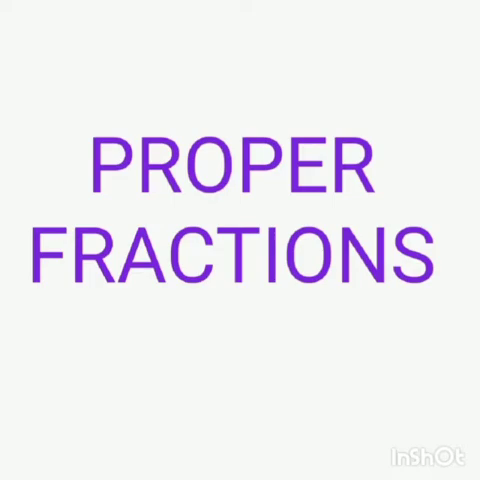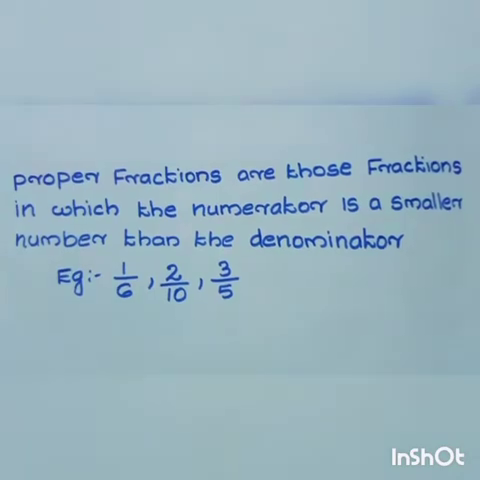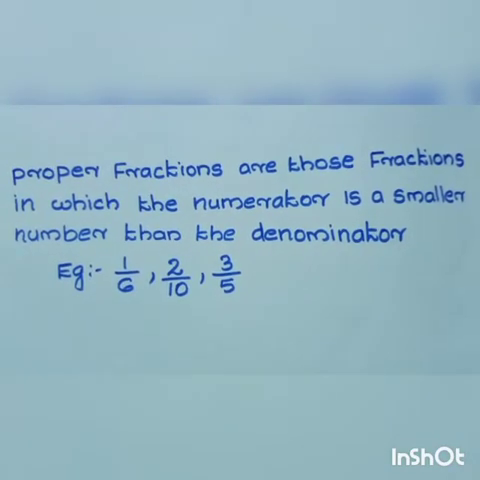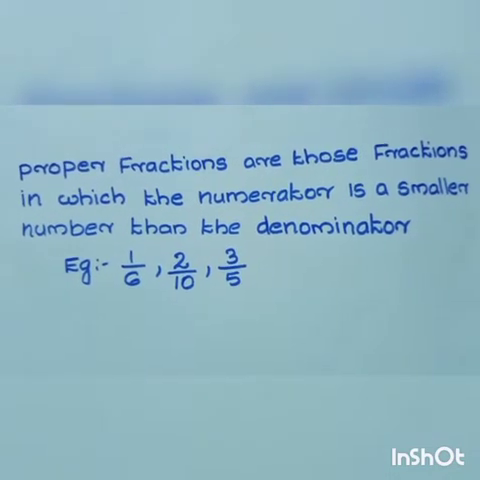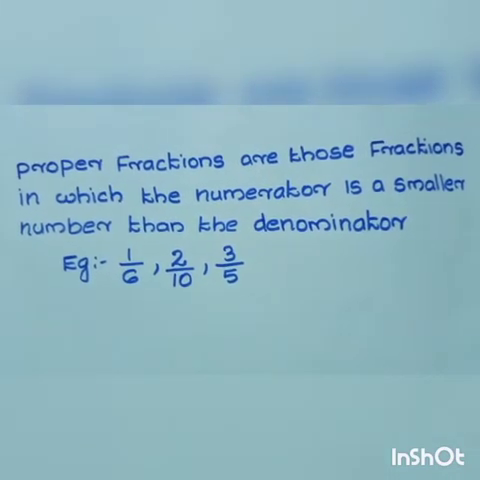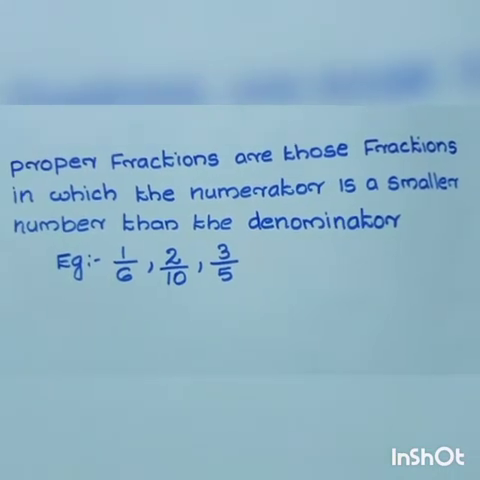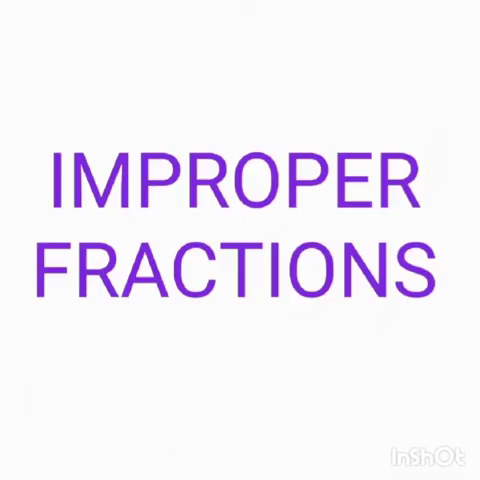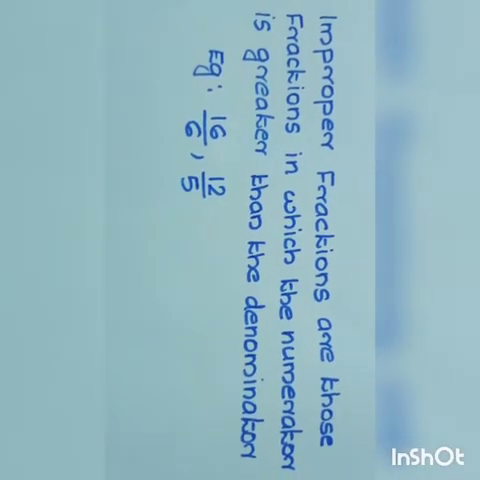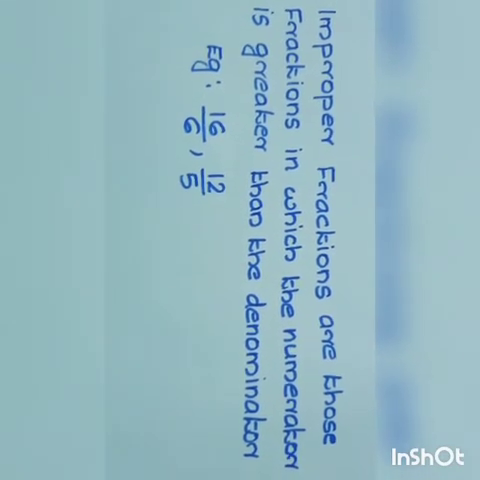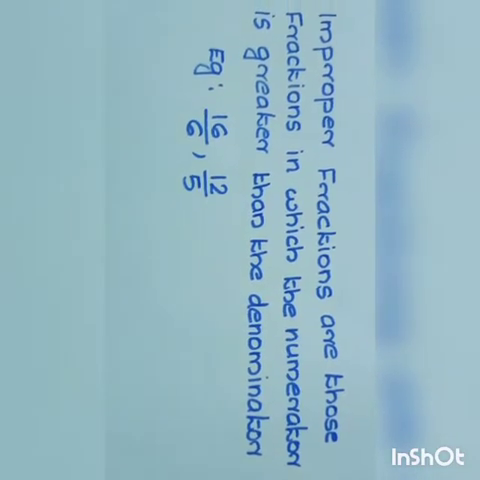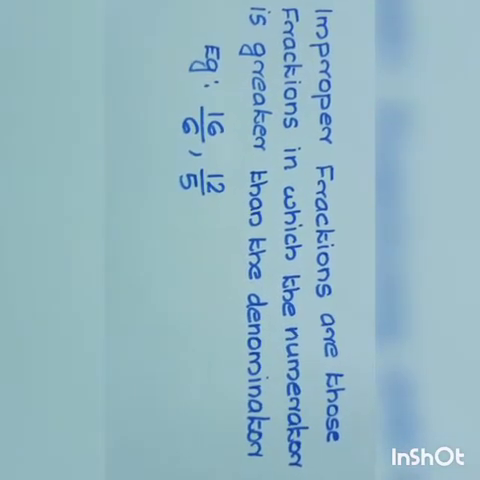Proper fractions. Proper fractions are those fractions in which the numerator is smaller than the denominator. For example, 1 by 6, 2 by 10 and 3 by 5. Improper fractions. Improper fractions are those fractions in which the numerator is greater than the denominator. For example, 16 by 6, 12 by 5.